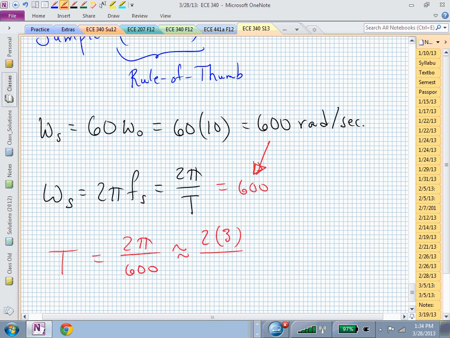Pi is 3.14159 something. Well, I can throw that 14159 away and not penalize myself in terms of sampling. This is now 6 over 600. Well, what do you know? The 0.01 seconds.